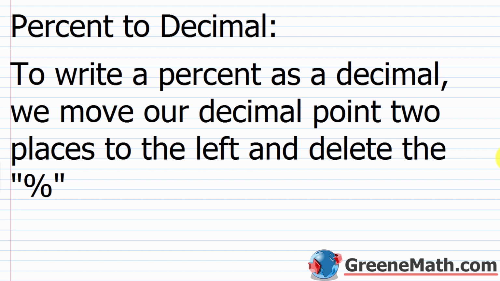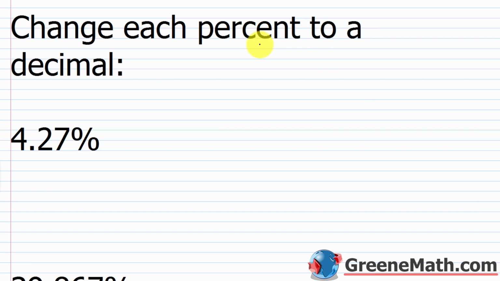Okay, so let's say we want to reverse this process and take a percent and go to a decimal. So essentially you just reverse what you just did. So to write a percent as a decimal, we move our decimal point 2 places to the left. Remember, we're going 2 places to the right. Now we're just reversing that and going 2 places to the left. And then we're just going to delete the percentage symbol, right? We're just reversing what we just did. So we're going to change each percent to a decimal.